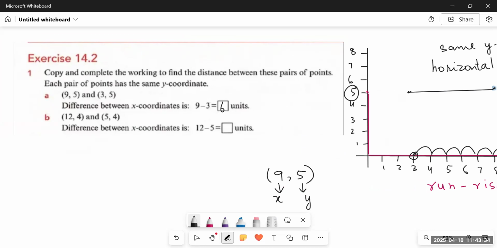Now we have to do the same with part B. 12, 4 and 5, 4. Again, you can see that the y coordinate, that is 4, is the same for both the points. So what we have to do? We have to subtract 5 from 12 and the answer would be 7 units. That's all.